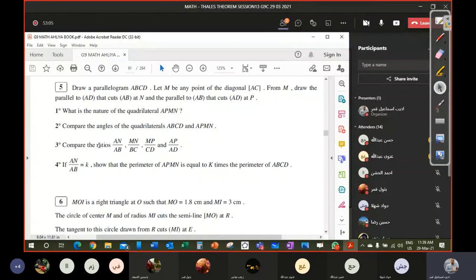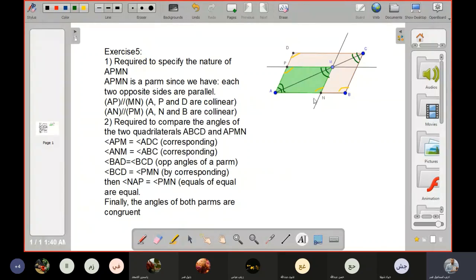Compare the ratios AN over AB, MN over BC, MP over CD, and AP over AD. We should compare all these ratios. So let's start with AN over AB. Let's see it on the figure. AN over AB.